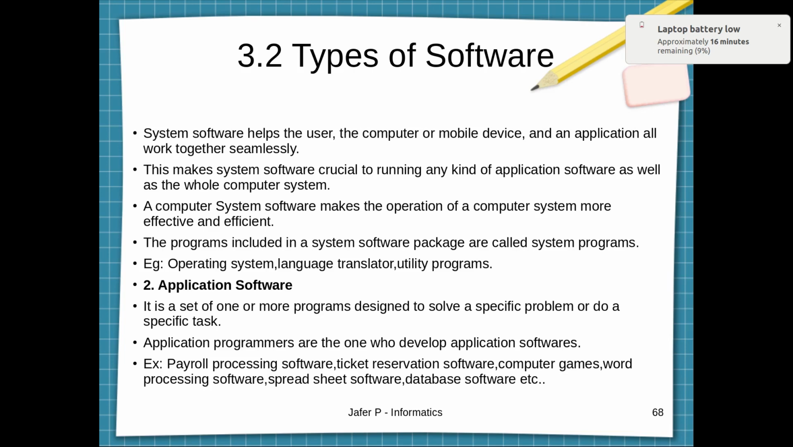Let us move on to the second type of software. The second type of software is application software. What is application software? It is a set of one or more programs designed to solve a specific problem or do a specific task. So application software is a software which runs on an operating system, which runs on a device, and that application software has a specific task to be done, right?